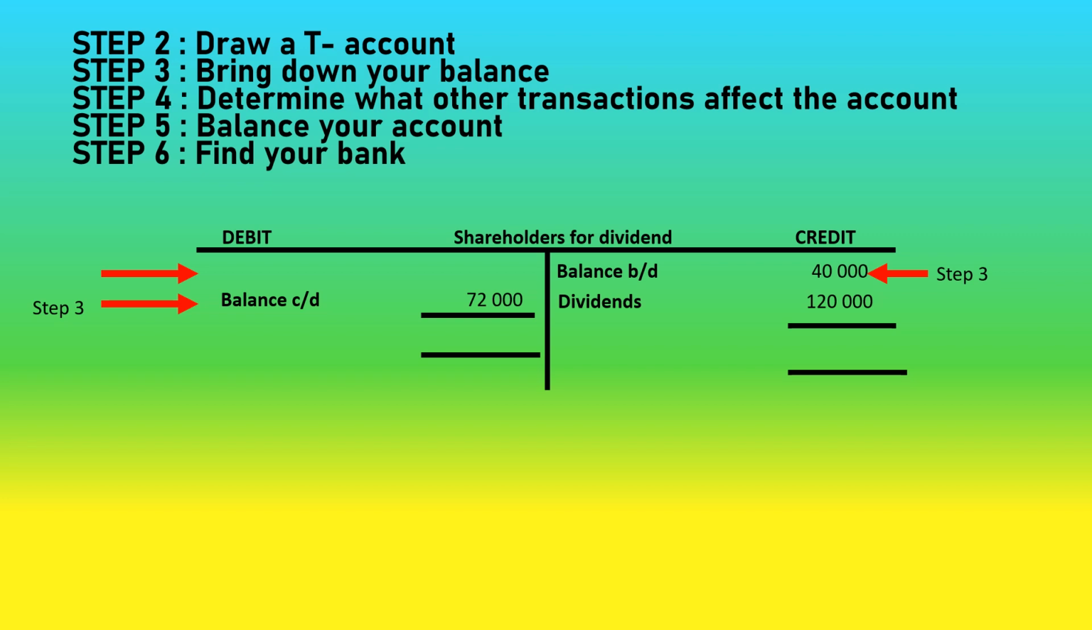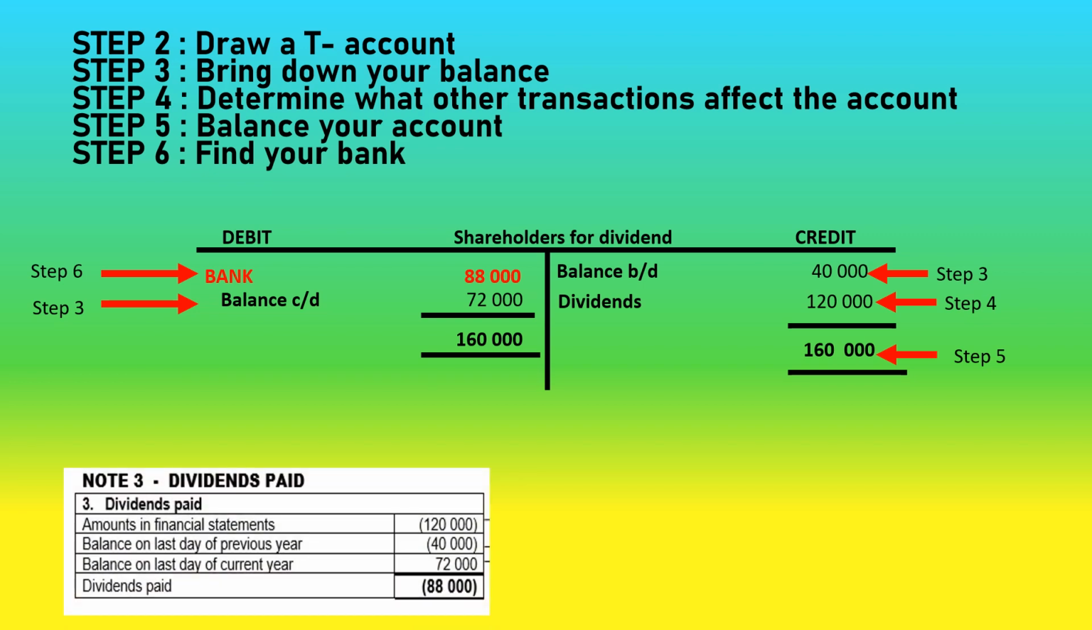Step number 5 is to balance your account. Once again, we would add the higher side and subtract it from the lesser side. That gives you your bank amount. That is 88,000 Rand. This is the amount that will go in your cash flow. It is your bank amount, your missing amount. Let us quickly convert this into a note.